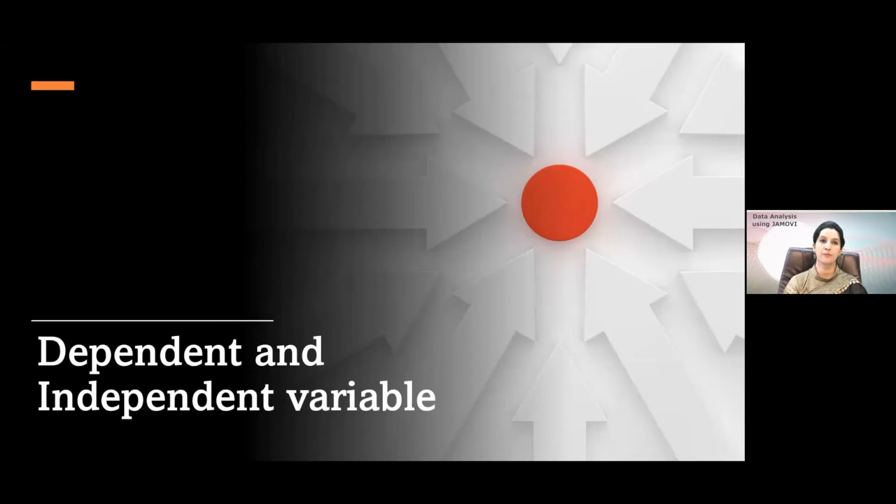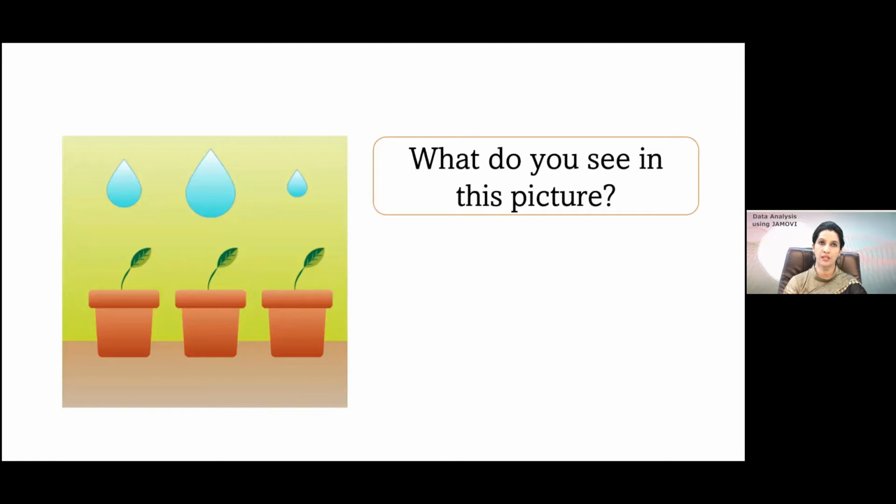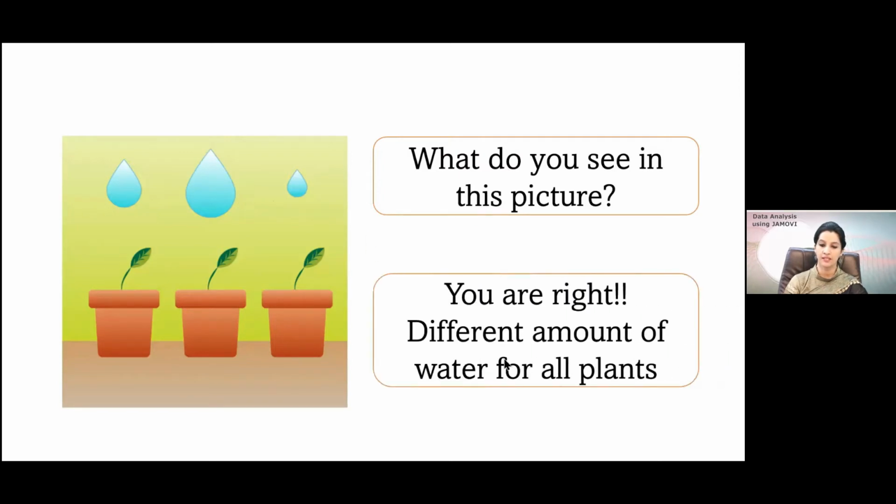So now there is a concept of dependent and independent variable. What do you see in this picture? You can see that there are 3 flower vases and 3 water drops, and these are variable in size. So in this case, it is a different amount of water for all these 3 plants. We have shown the amount by the size of the water droplets. It is maximum in the middle one, followed by the first one, and then the smallest in the third one.